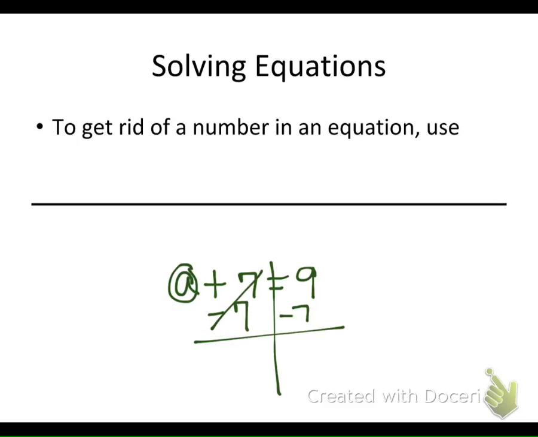On my left side, what am I left with now? Just the A. I'm going to put my equal sign on my line of equality. And what's 9 minus 7? 2. And then because I'm picky, I'm going to box that answer. You don't have to write this down now.